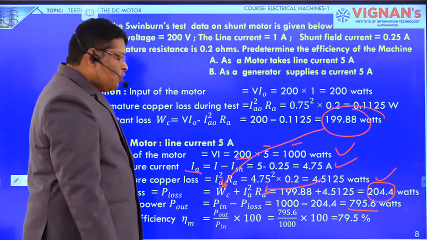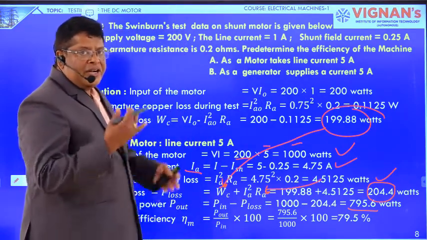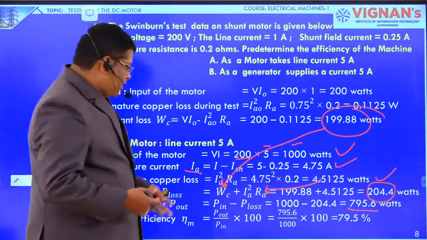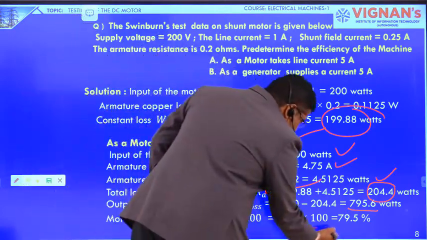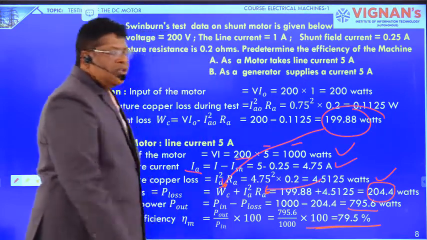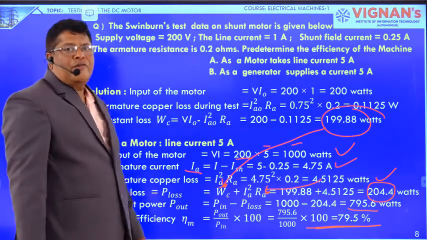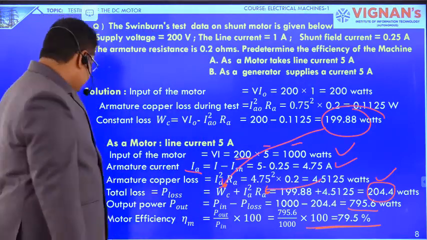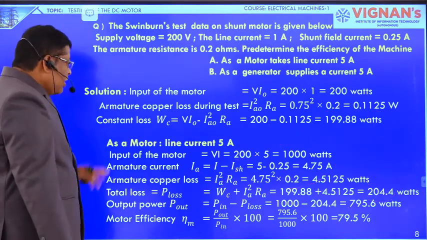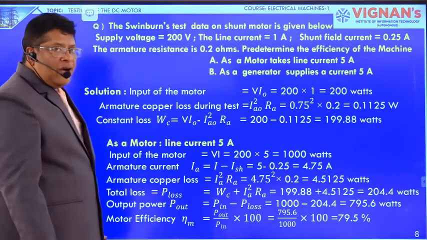We are getting the output power, that is 795.6 watts. Once you know the output power and input power, take the ratio between the output power to the input power into 100. That gives the efficiency of the motor, that is 79.5%. Now here we calculated the efficiency as a motor.